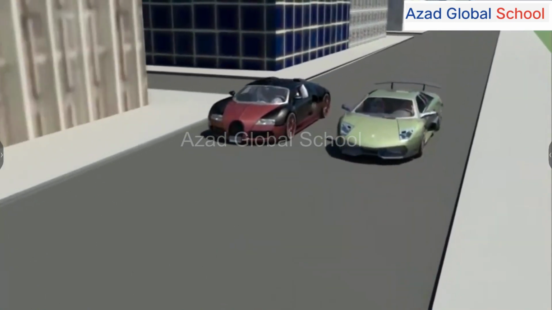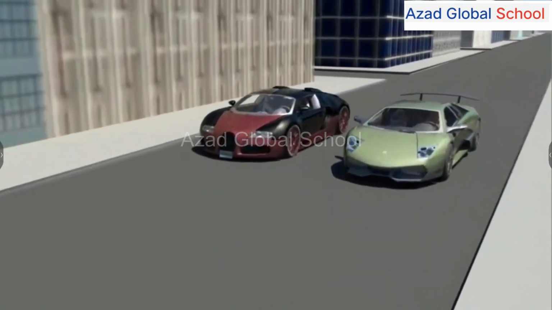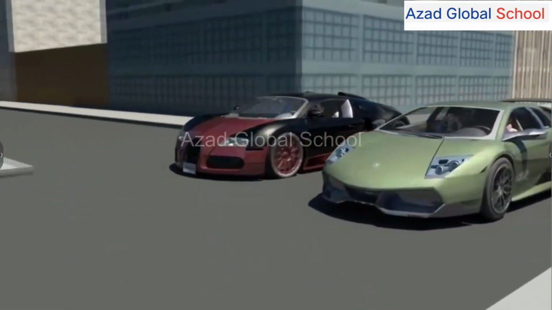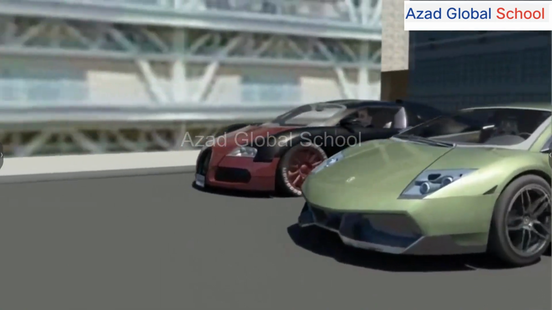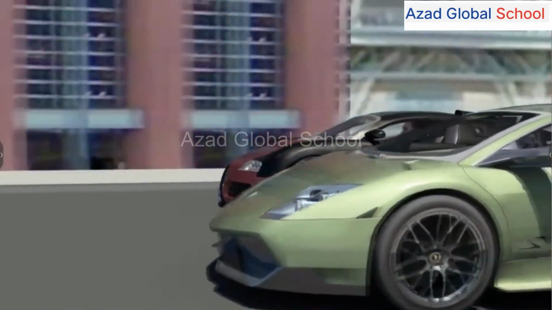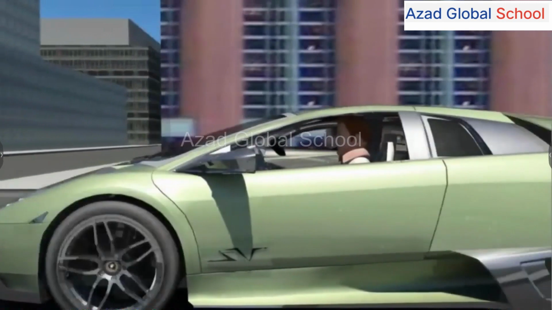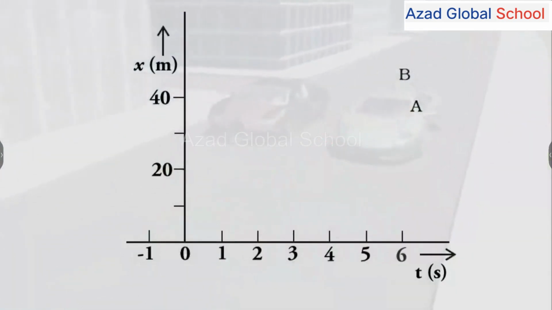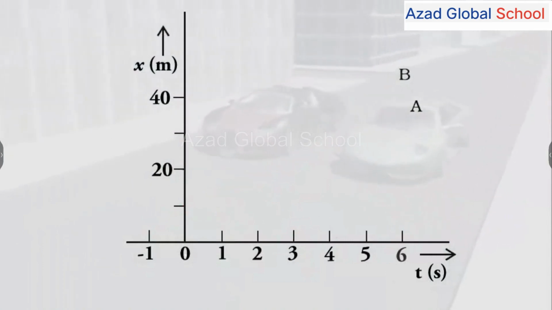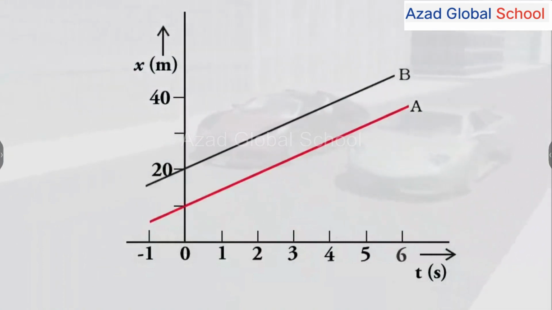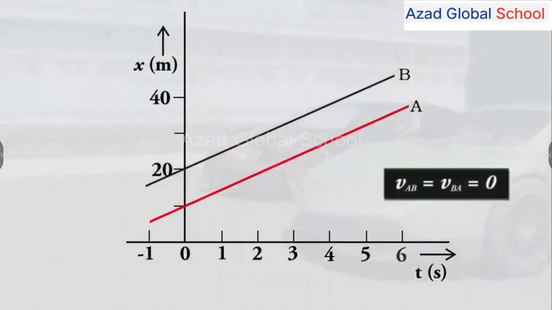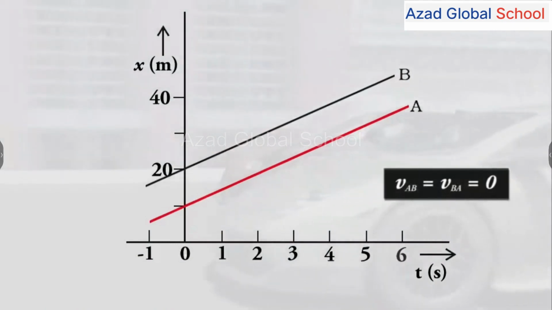Therefore, the two objects stay at a constant distance xB(0) minus xA(0) apart, and their position-time graphs are straight lines parallel to each other. The relative velocity VAB or VBA is 0 in this case.